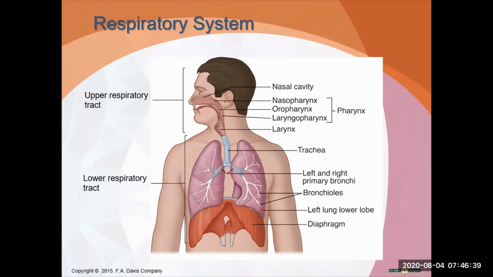The structures of the upper respiratory tract, consisting of the nose, nasopharynx, oropharynx, laryngopharynx, and larynx, warm and humidify inspired air. They're also responsible for the senses of smell and taste, as well as swallowing food. Fast fact: obstructive sleep apnea occurs when the muscles supporting the soft palate and the uvula relax, allowing those structures to fall back and obstruct the airway.